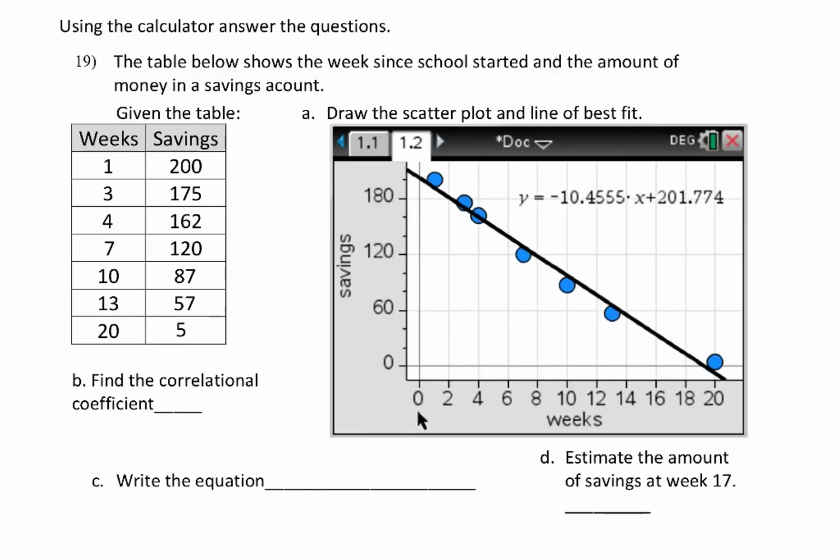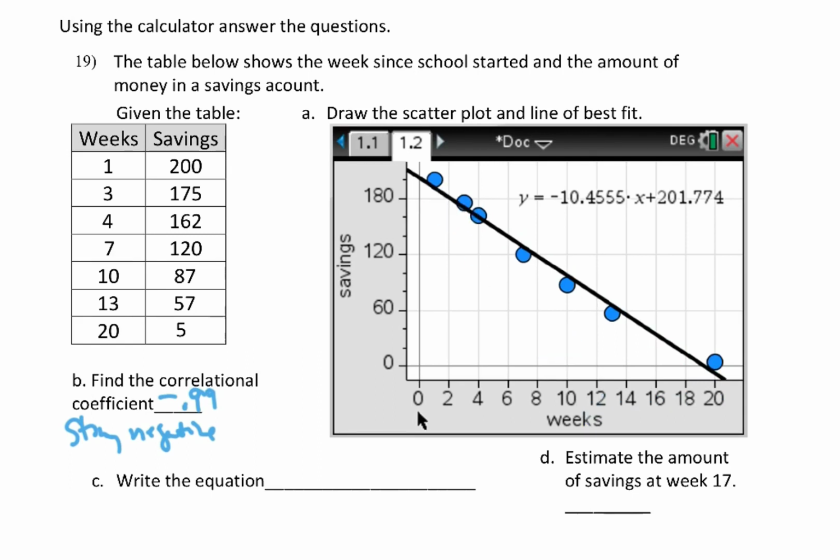As we look at this, we found that the correlational coefficient was negative 0.99, which would be a strong negative, wouldn't it? If we needed to write that, we don't, but just letting you know. I've got my scatter plot up here. See how I graphed it so well? I'm so good at that. And my line of best fit as well.